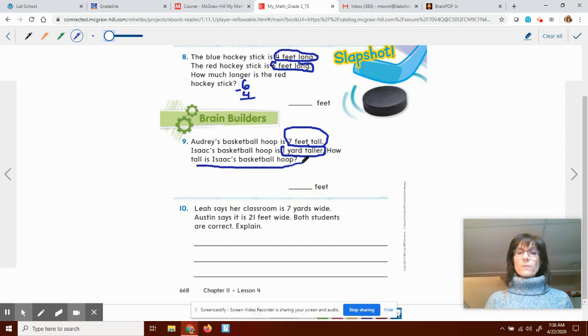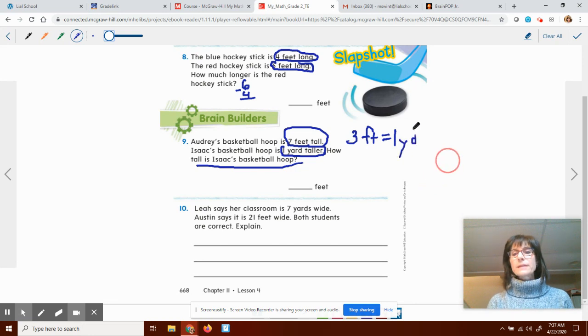Well, we have to know some information here. We have to know that there are 3 feet in 1 yard. Remember, 3 feet equals 1 yard. That's really important, so we want to mark that down.